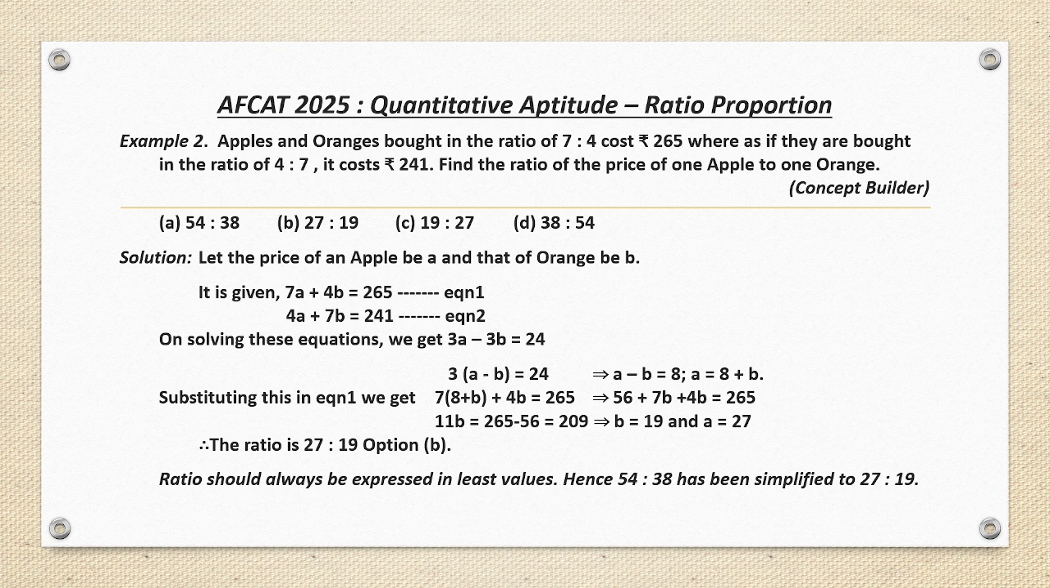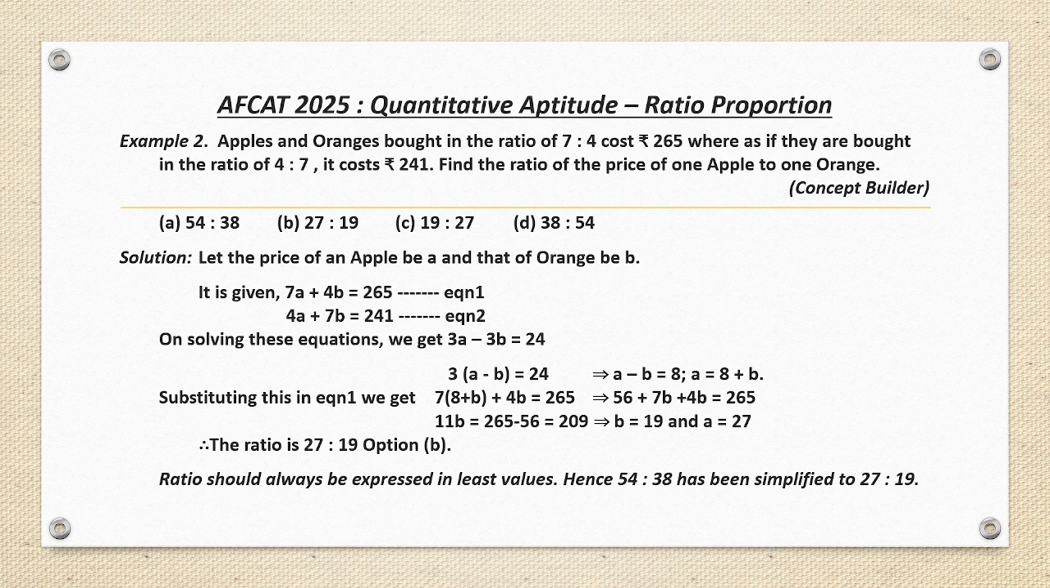Okay, I hope you could solve the question. Now let us see. The price of apple, let it be A, and the price of orange be B. From the first line, the 7:4 ratio means 7A plus 4B is equal to 265. And from the second line, the ratio 4:7 gives 4A plus 7B is equal to 241. These are the two equations.